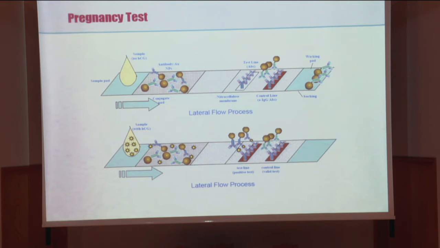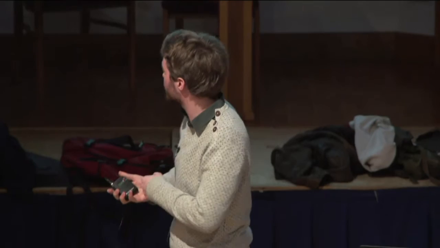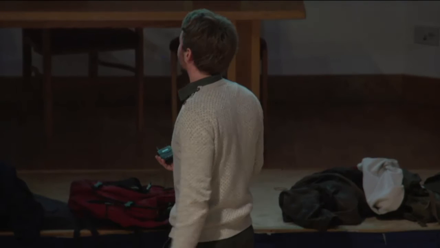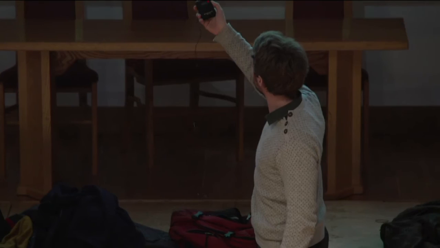So first of all, you can make gold interact with molecules because of the surface. The molecules will attach themselves to the gold surface. They will get stuck to the gold surface, but not all molecules. So apparently, there's a certain kind of molecule that will make it get stuck with HCG, which you only find in the urine if the woman is pregnant.